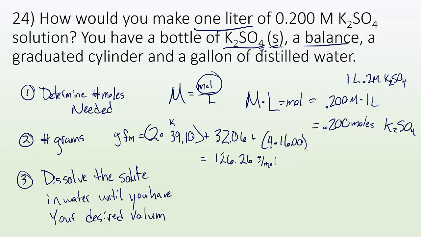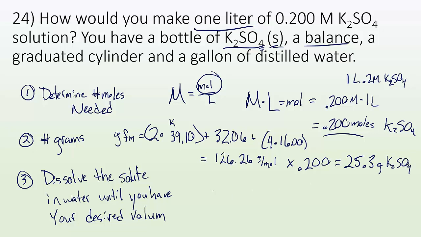So now I got to do one more step and go, all right, well, that's how many grams per mole it is. This is how many moles I need, so I got to times that by the number of moles that I need, 0.200, and I end up with 25.25 or 25.3 grams of K2SO4.